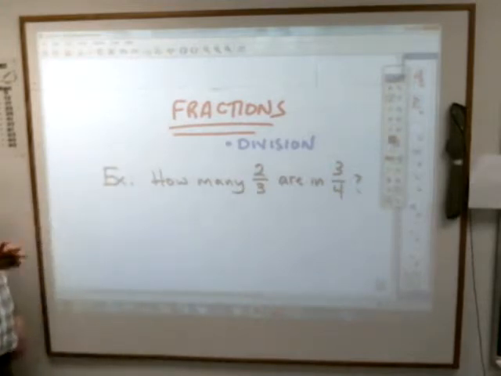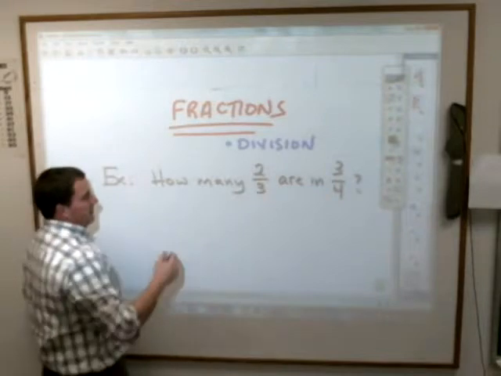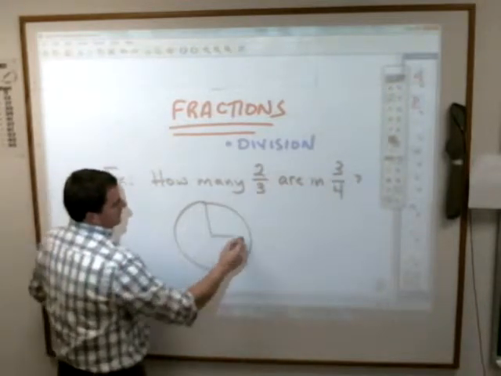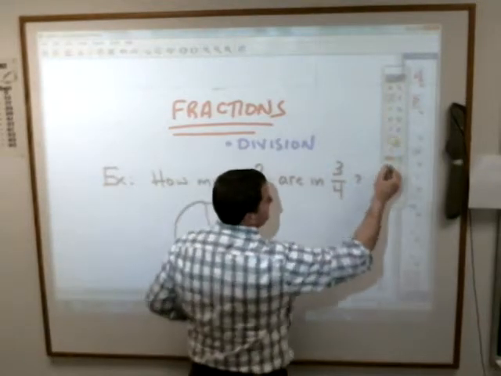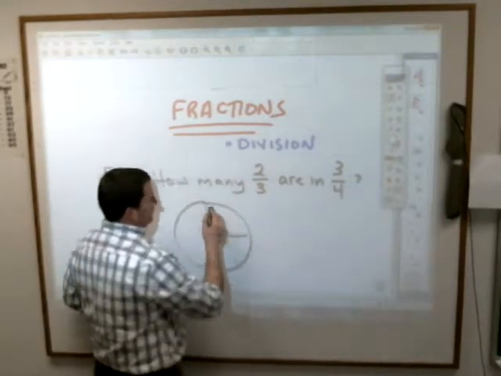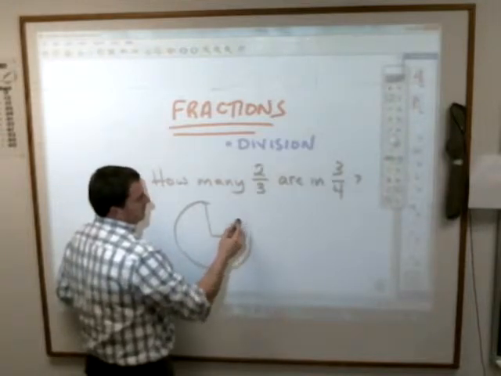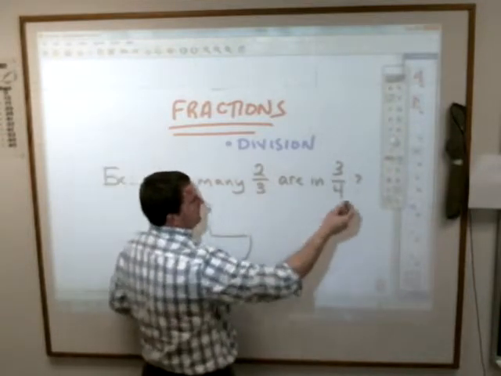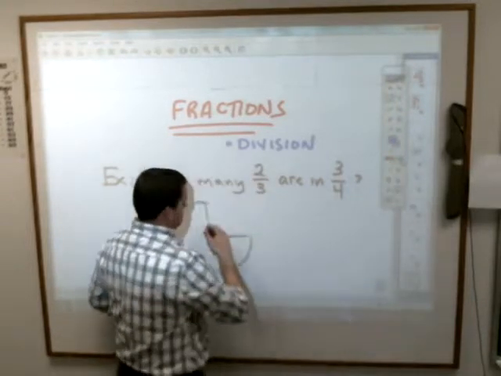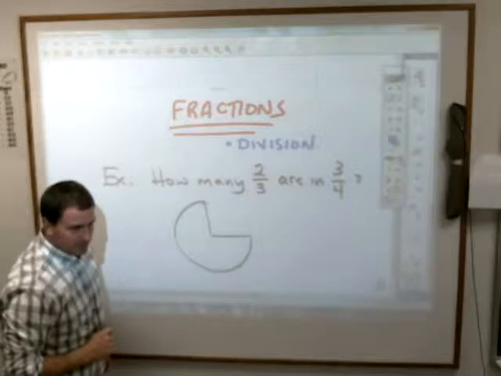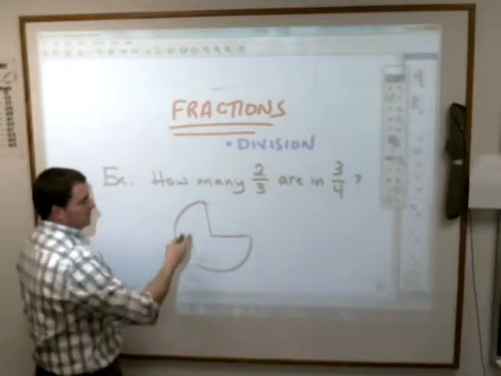Now, this will confuse you slightly, more so than ever. In other words, I'm asking this. If you have 3/4 of a circle, here's my 3/4 of a circle, I want to know how many 2/3 of a circle I can get out of a 3/4 of a circle. Which means I have to cut my circle into thirds.